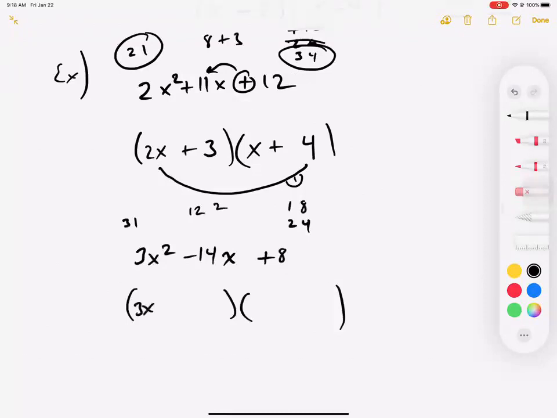So we for sure are going to use 3x and x. Who'd you multiply the 3 by? I multiplied it by the 4. And then we're going to write the 2 on the other one. And since this is minus 14, they both have to be negative, because negative 2 and negative 12 gives us that negative 14.